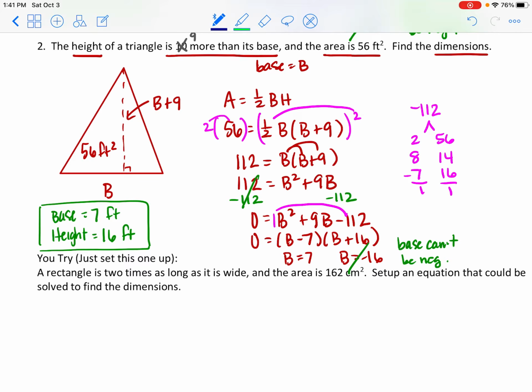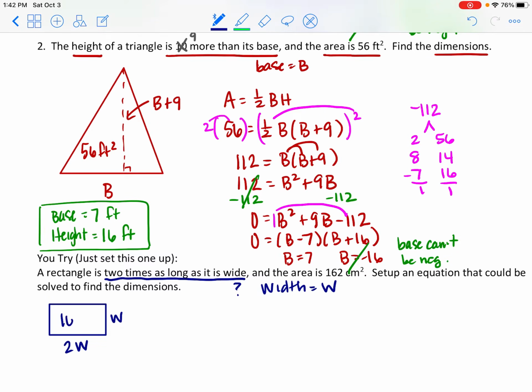Now, again, we know there's 2 dimensions here. Which one is the variable? Well, we know that it is 2 times as long as it is wide, but we don't know anything about how wide it is. So let's let the width be our variable. Let's call it w. So in our rectangle, let's call the width w. It says it's 2 times as long as it is wide. So that length is 2 times the width. 2 times means we're going to put a 2w here for our length.